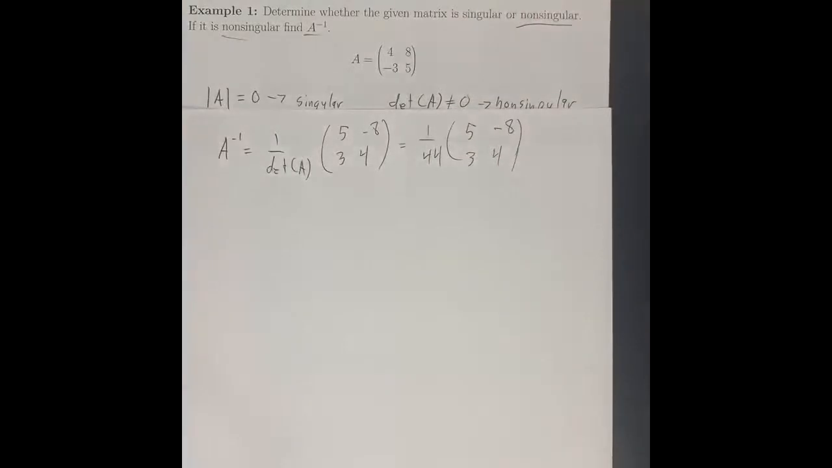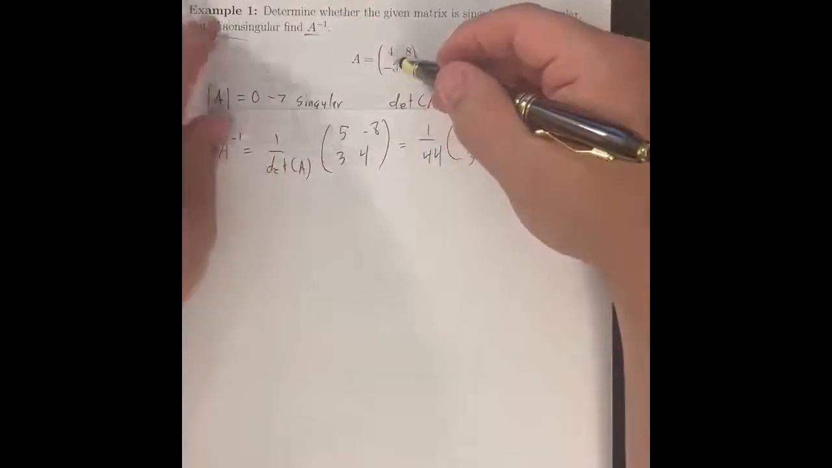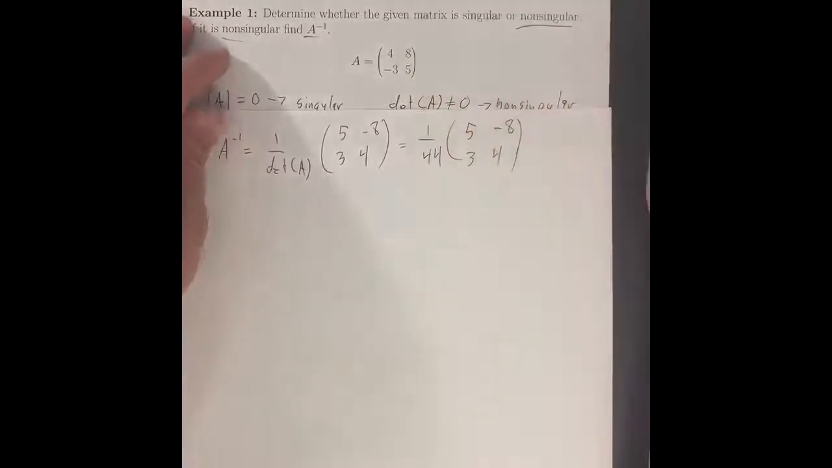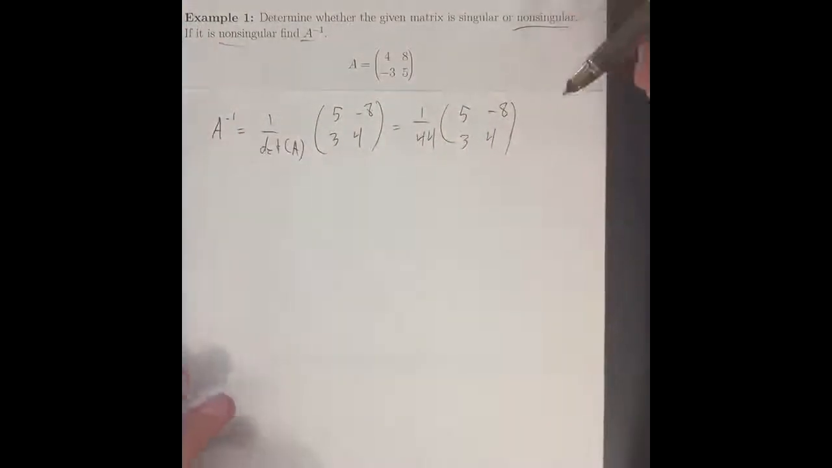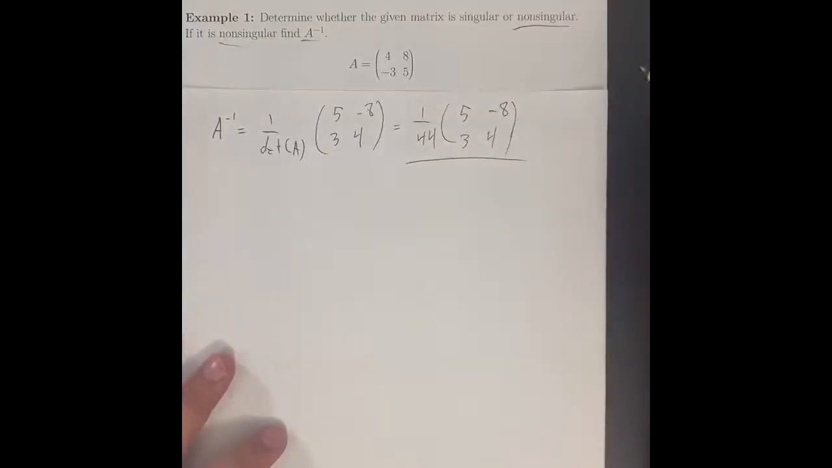So in 2 by 2s, what happens is you just flip the main diagonal. So the 5 and the 4 flip, and then you flip the sign on the other diagonal. And you can do that for higher order, for 3 by 3s and such. But in practice, I would just use a calculator for that. So that's how you find the inverse of 2 by 2s.